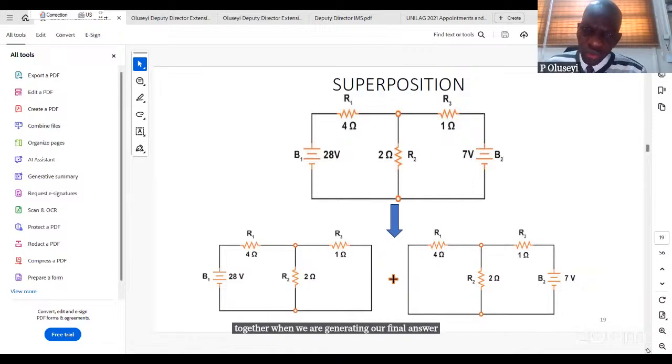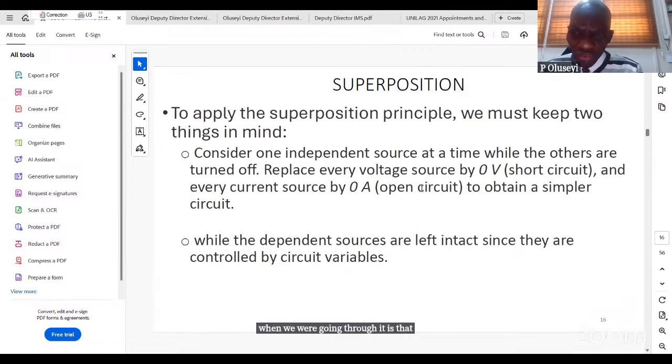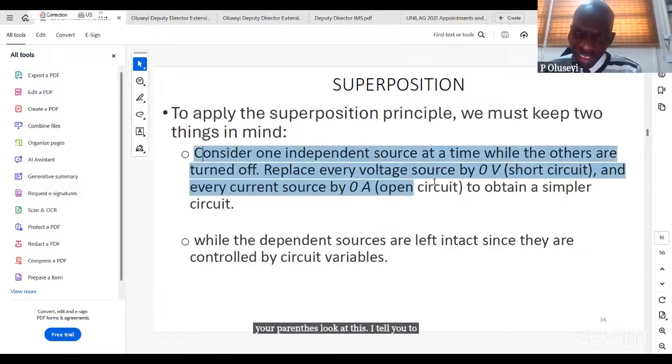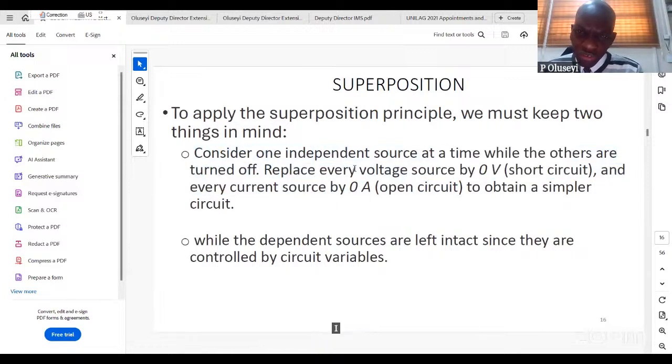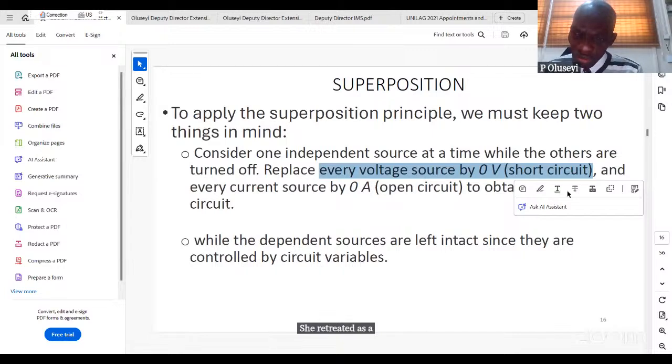So you can see for the 28-volt source, we make it active for the first time, and then later we remove the 28-volt battery, and we make the 7-volt battery active. Recall that I said you should keep two things in mind. Every voltage source should be treated as a short circuit. I hope you have not forgotten this. Every voltage source should be treated as a short circuit.